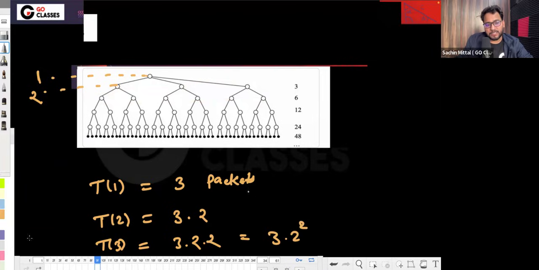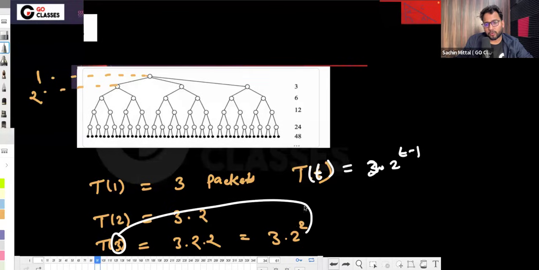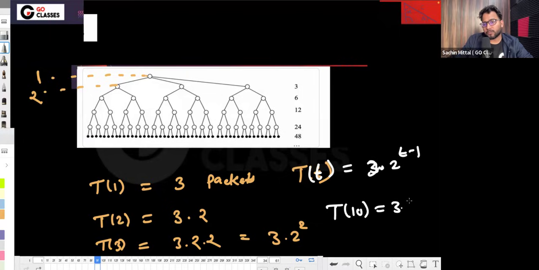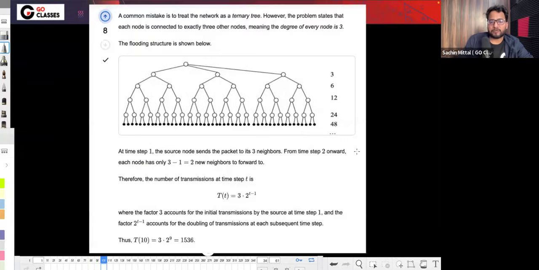So at any arbitrary timestamp T, you will be sending 3 into 2 power (t minus 1). So it is 3 into 2 power 2 if it is T3, and 2 power 1 if it is T2, like that. If it is T, then it will be 3 into 2 power (t minus 1). They are asking for 10, so it means 3 into 2 power 10 minus 1, which means 3 into 2 power 9. If you solve this, it will be 1536.